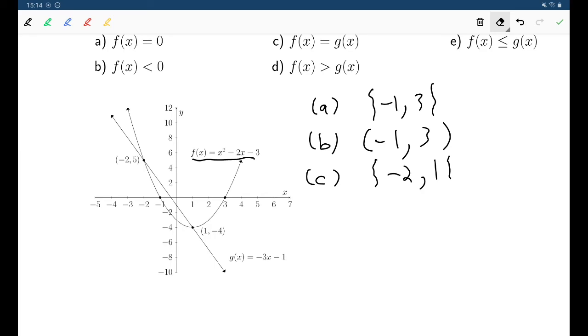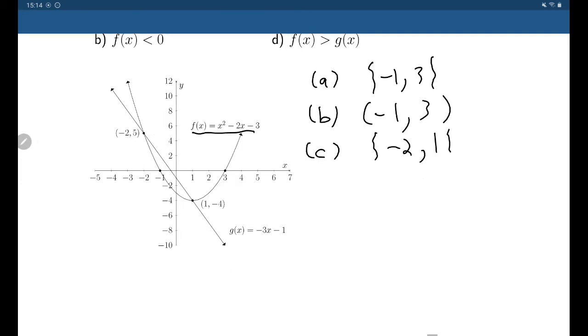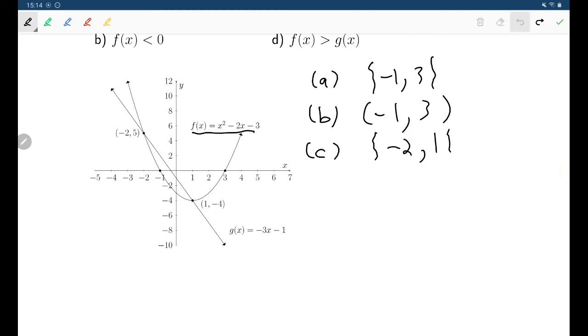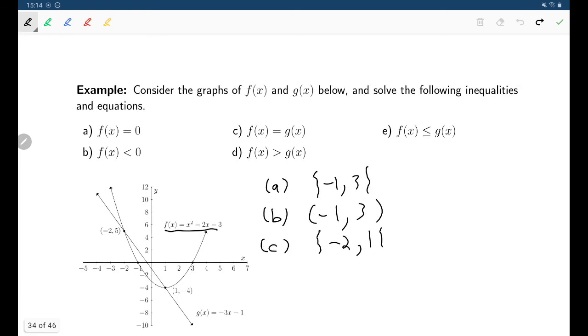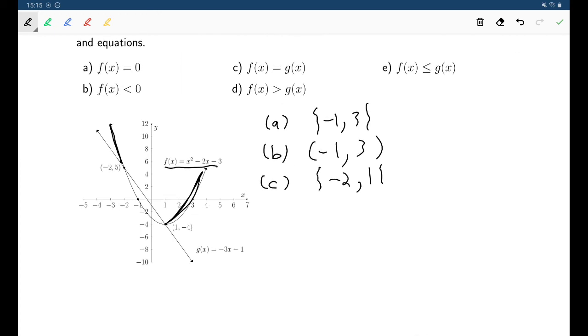For f of x greater than g of x, again, f of x is our parabola, g of x is our straight line. We want to know where is the parabola above the straight line. So this is where we need to look at our graph and say, well, when we're to the left of negative 2, and when we're in this region to the right of positive 1, that's where our parabola is greater than our straight line. That's where we're above the straight line.